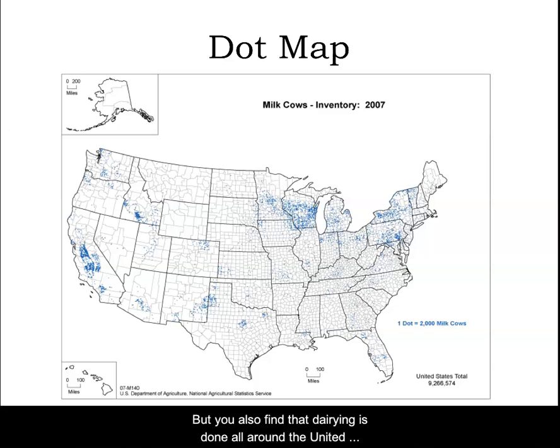But you'll also find that dairying is done all around the United States, primarily because milk is a product that spoils, so you can't have just one place producing it, like say California, and have to ship the milk all the way across the country to New York or Maine and expect it to still stay good.